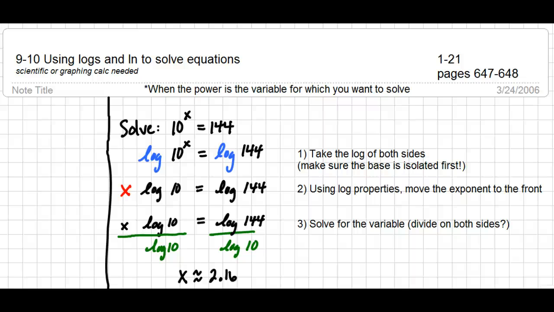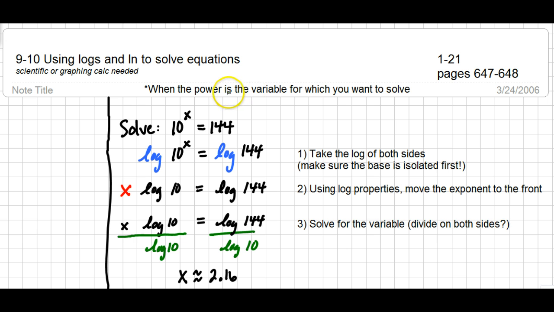This lesson is for Advanced Algebra, Lesson 9-10, using logs and natural logs to solve equations. Students will need to use either a scientific or a graphing calculator to type in their logs. How do you know when to use this method?